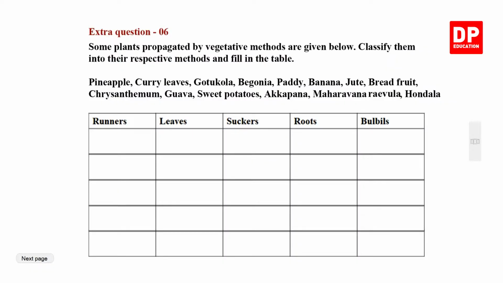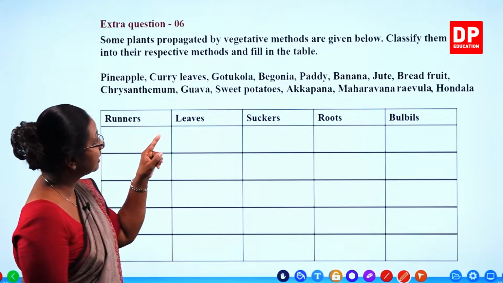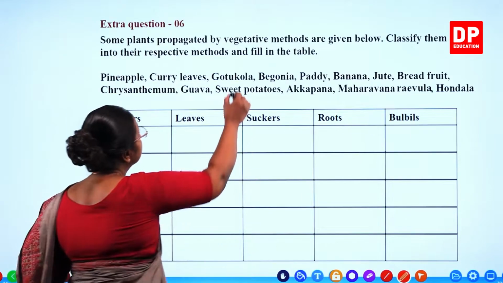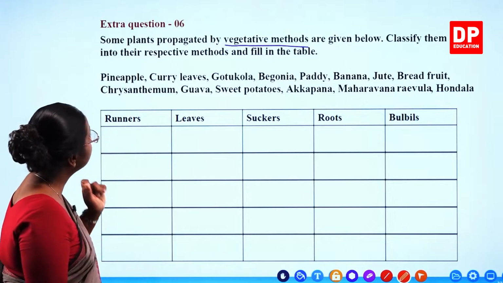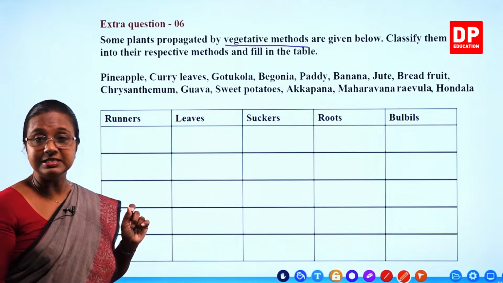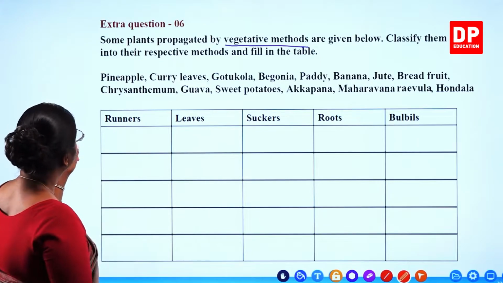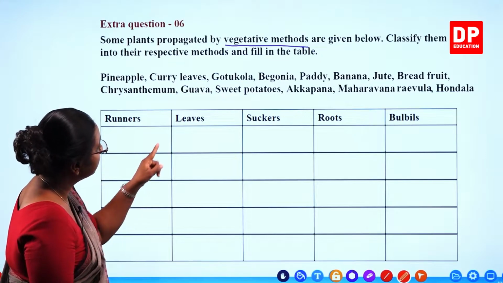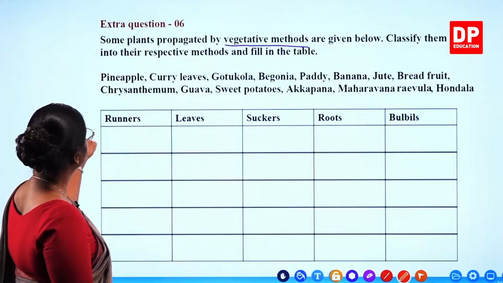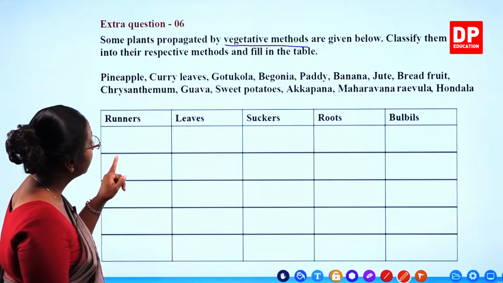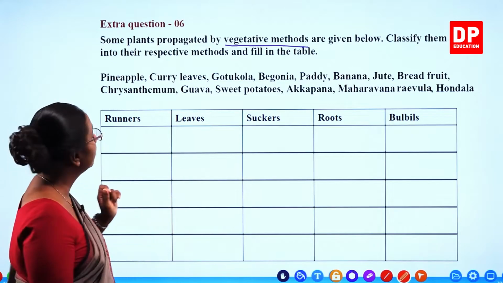Extra question 6. Some plants propagated by vegetative methods are given below. Again here, vegetative methods. Classify them into their respective methods and fill in the table. So here initially the plants are given. Pineapple, curry leaves, gotukola, begonia, paddy, banana, jute, breadfruit, chrysanthemum, guava, sweet potatoes, akapana, maharavana ravula and hondala.